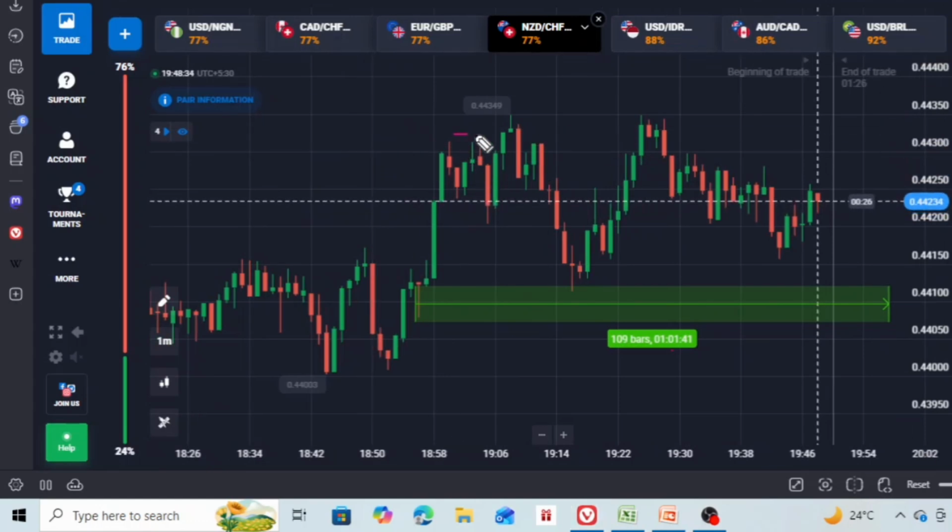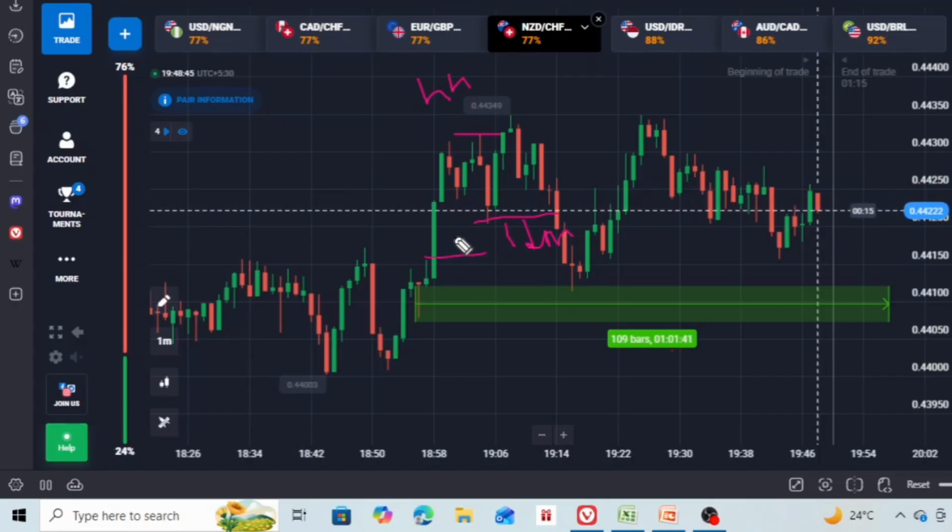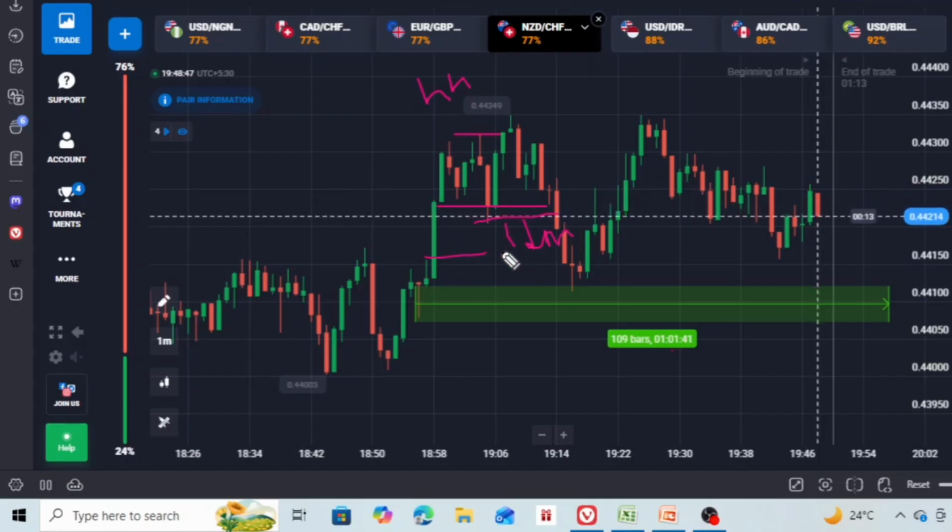So if we look at here, it has been broken out with body, which means that the higher high has been confirmed. So the first pullback, this is the first pullback, so this will be our inducement. Okay, inducement. We have the gap here. So these are the external liquidity.